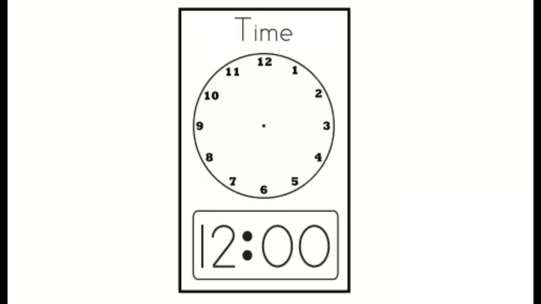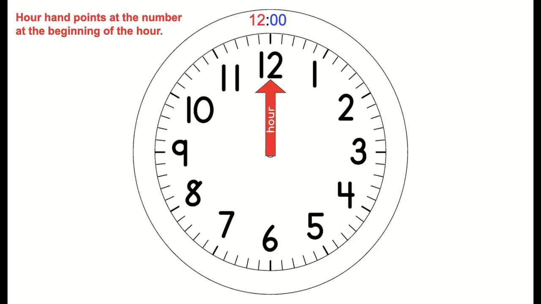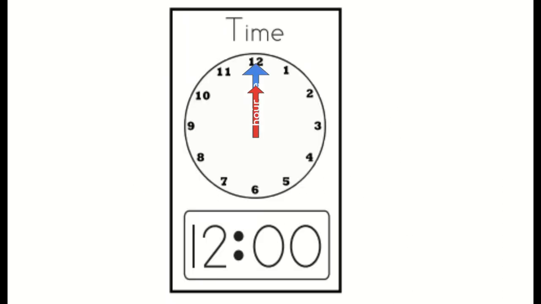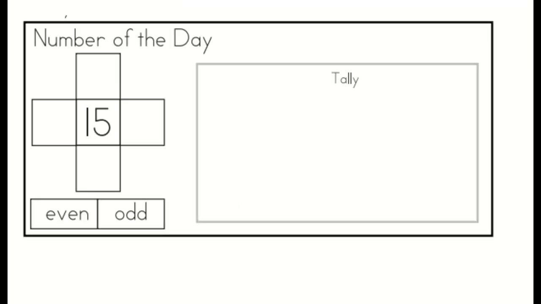The clock asks us to show 12 o'clock. The hour hand points at the 12. It is pointing at the number to show that that's the hour. And the minute hand points straight up at the beginning of the hour, and it goes past the 12 to the edge of the clock. So here's what 12 o'clock looks like. You have both the hour and the minute hand pointing in the same direction, but the minute hand is longer and the hour hand is the short hand.